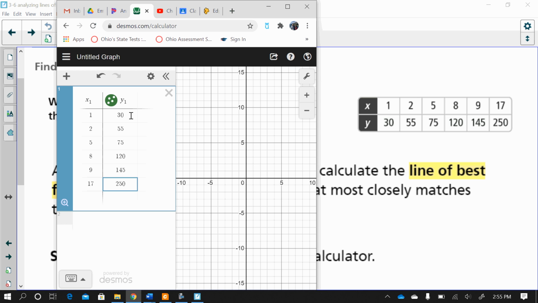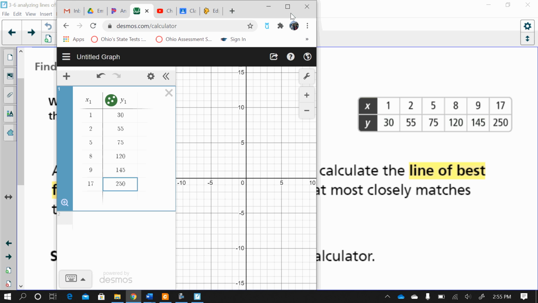You can do this on your phone as well. Desmos actually has an app you can download. It's free. Or you can go online and click onto Desmos. I'm doing this on my computer, so it's very easy for me to pull up the tab. Okay, I've got my dots.